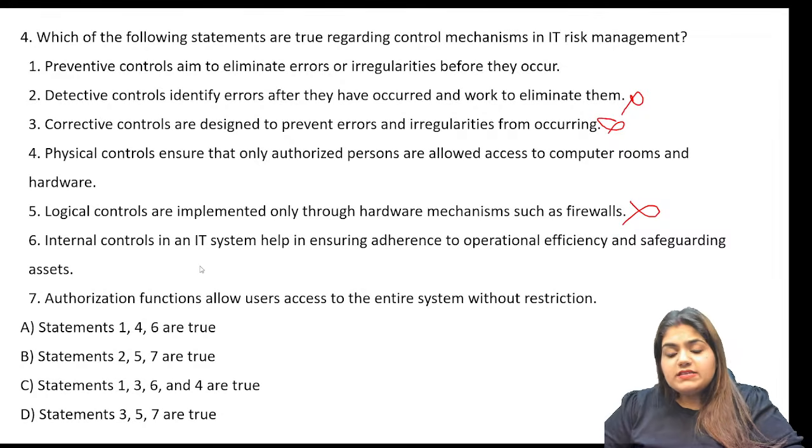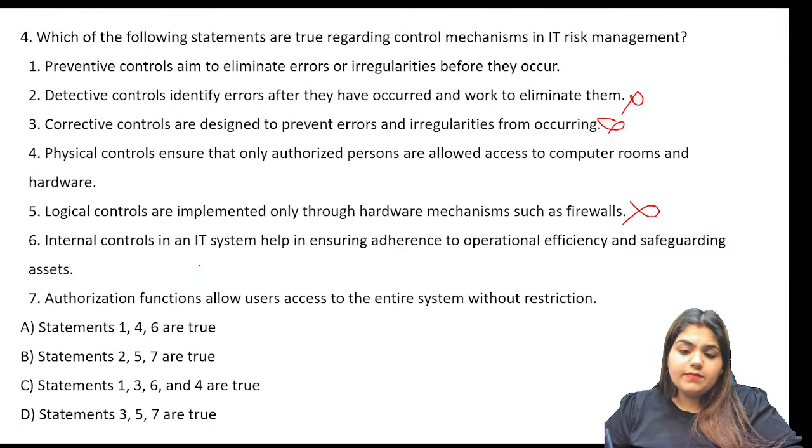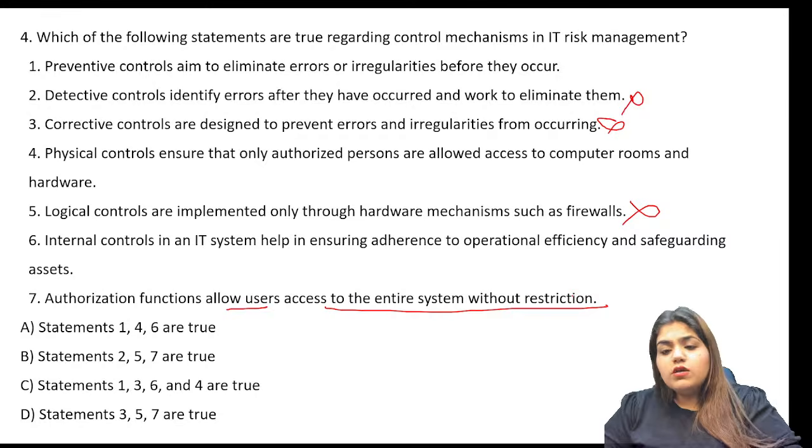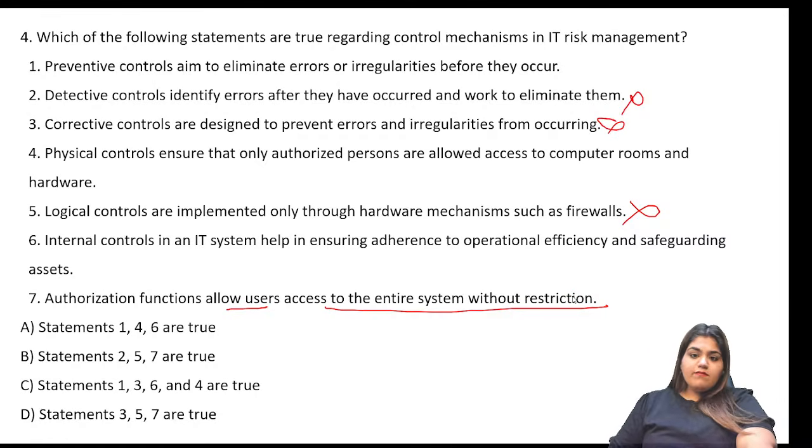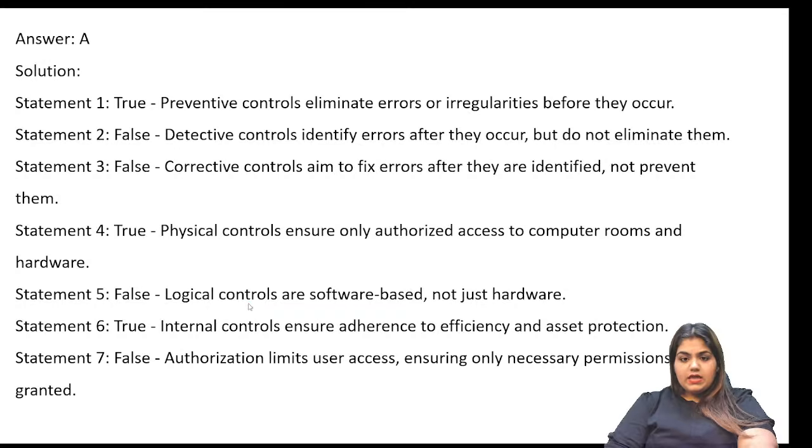Sixth statement is correct. Internal controls ensure adherence to efficiencies and asset protection. Statement number 7 is incorrect. Authorization functions allow user access to the entire system without restriction. No, only the authorized personnel can enter. That will give 7 as also incorrect. That will give 1, 4, 6 as correct. A is the correct answer.